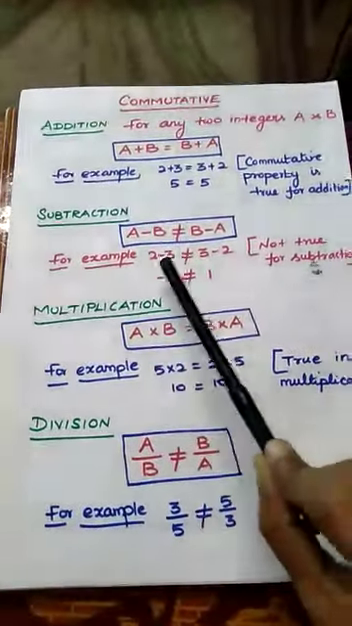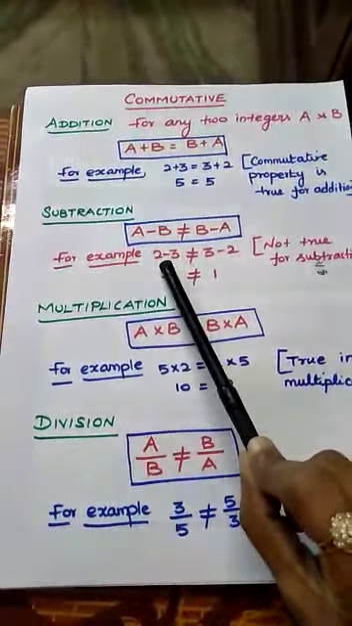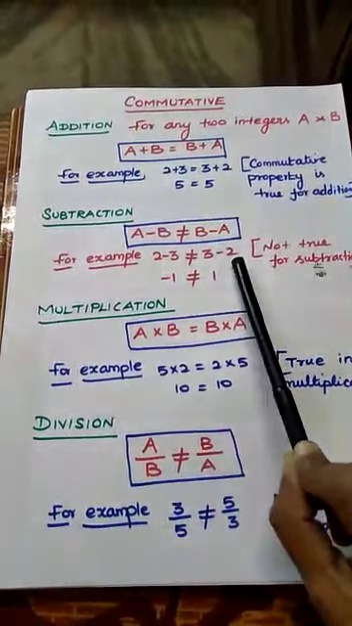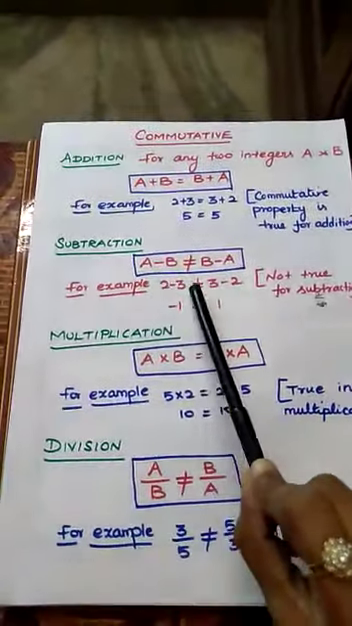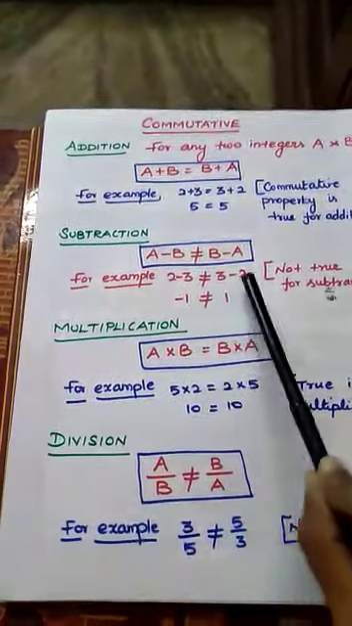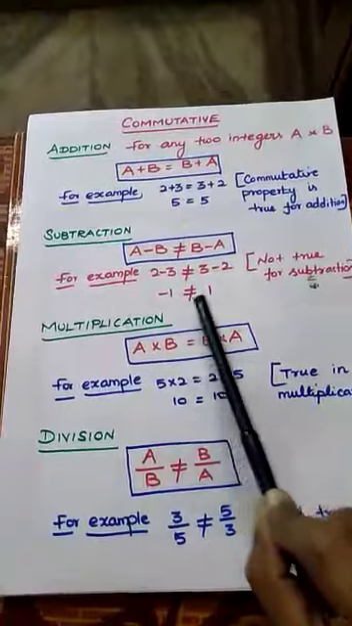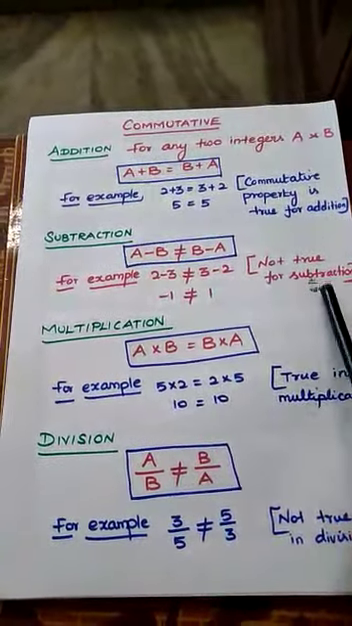For example, take two numbers 2 and 3 and subtract the values. On the RHS, interchange the values and subtract them. What is the answer for 2 minus 3? The answer is minus 1. What is the answer for 3 minus 2? The answer is 1. Minus 1 is not equal to plus 1. So it is not true in subtraction.